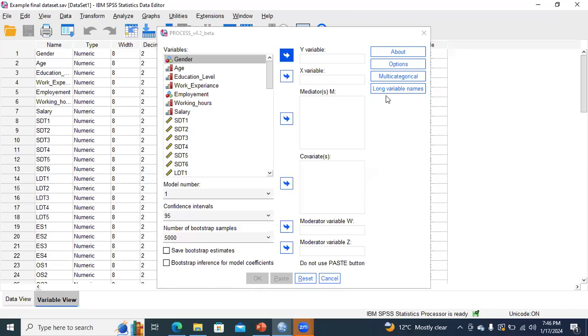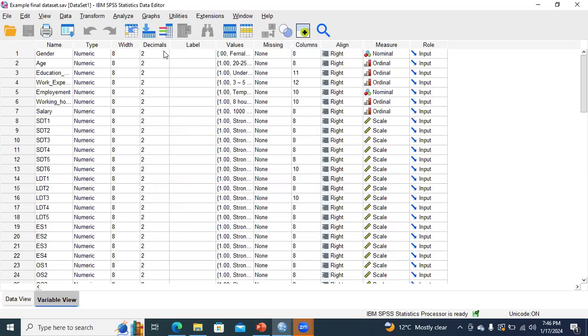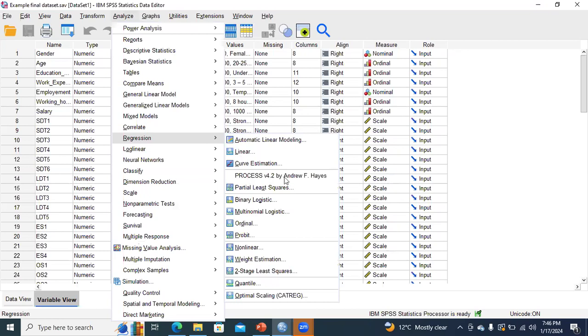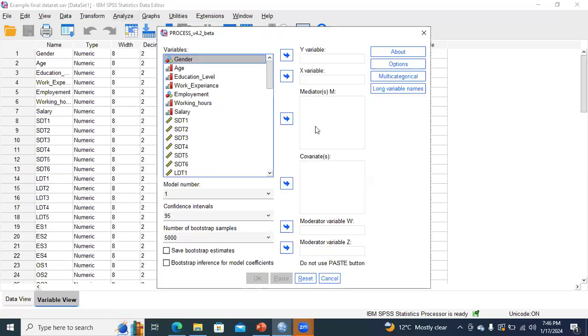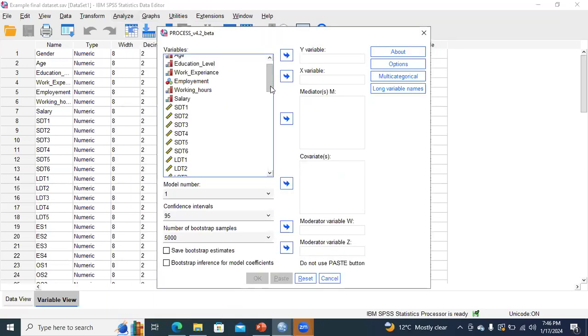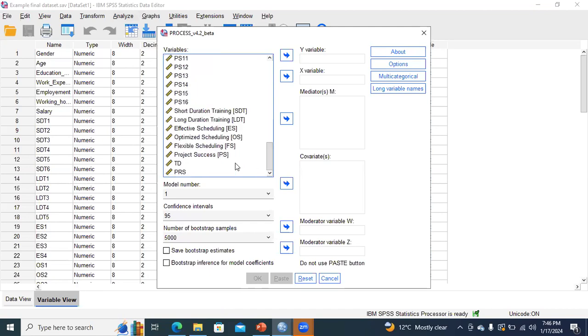Think about the process, how we can apply. I have told you that you just need to go to Analyze, then Regression, then Process, and you will find a dialog box like this. So what you need to do is put your dependent variable in the Y variable.